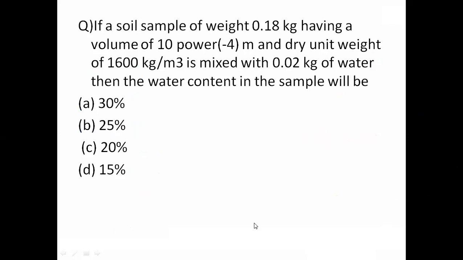Yes, next problem is: a soil sample of weight 0.1 kg having the volume of 10 power minus 4 and dry unit weight of 1600 kg per meter cube. With 0.2 kg of water added, what is the water content? So what is the definition of the water content?